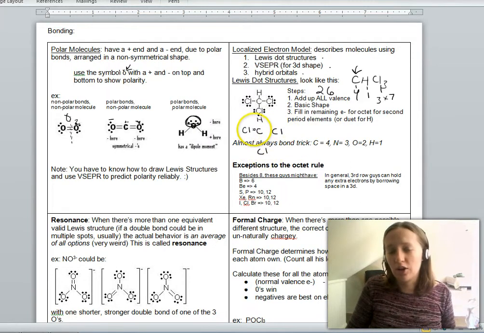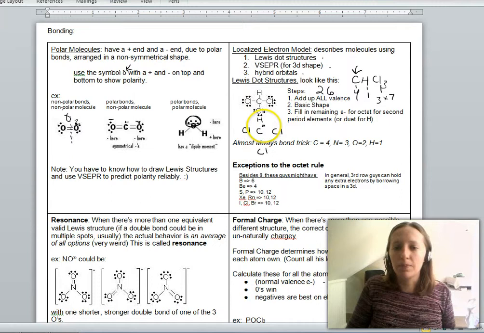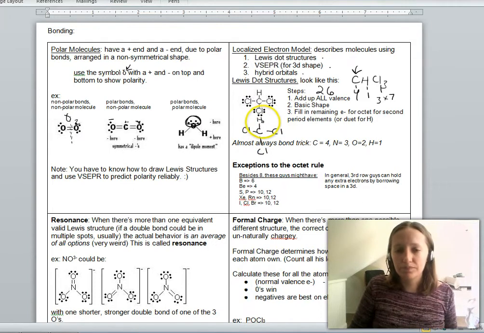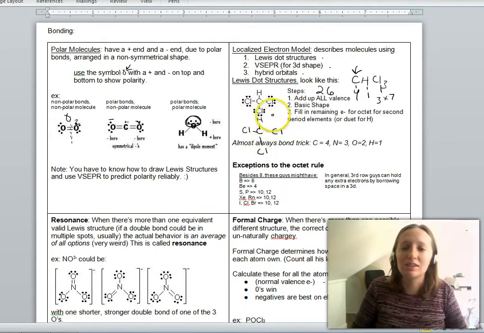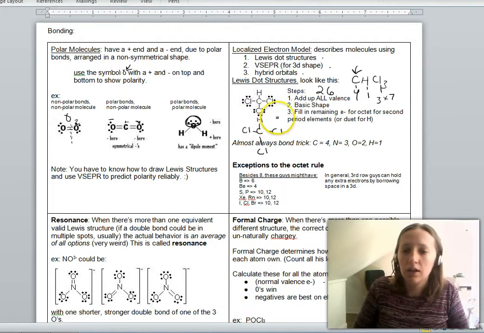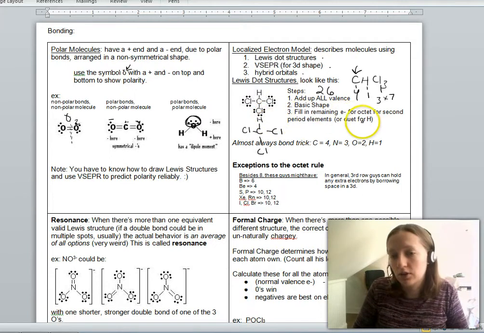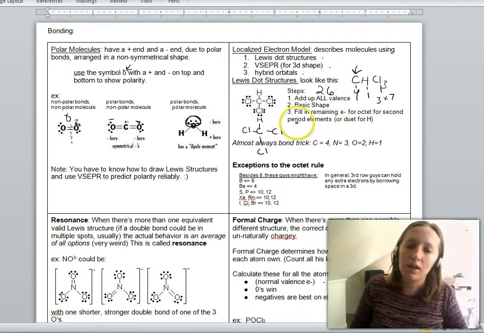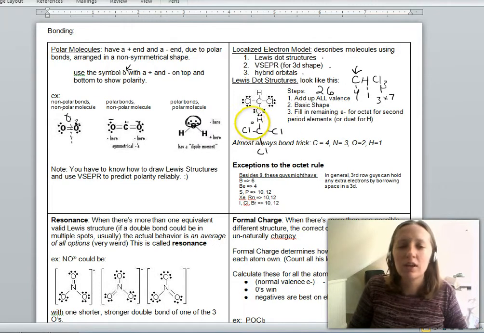So in order to get to this, you'd go carbon, and then you'd put a hydrogen and then 3 chlorines. And this thing is totally going to eat all my valence electrons. I know it. Go ahead and draw a single bond between each of them, because there's always at least a single bond. Maybe there will be a double bond. You'll find that out later. So that's your basic shape. And then you fill in your remaining electrons, making an octet for everybody. Except for hydrogen. Hydrogen has got a duet, which is kind of cute, right?